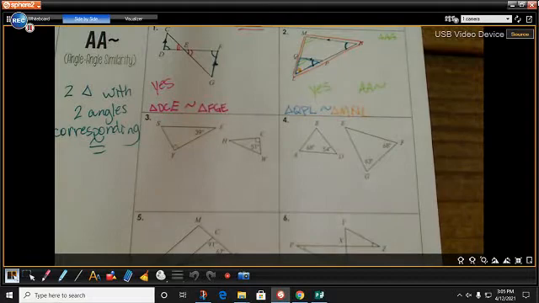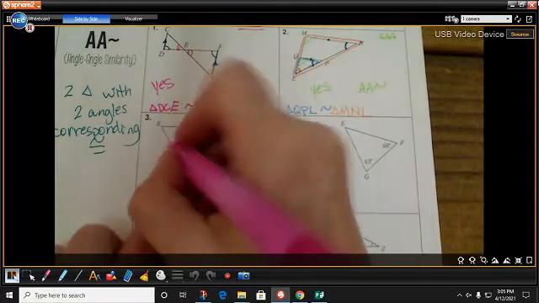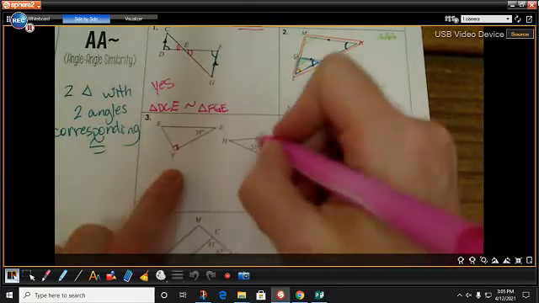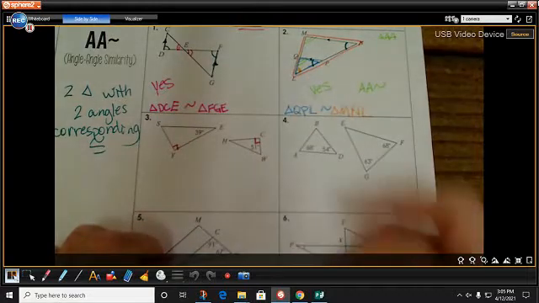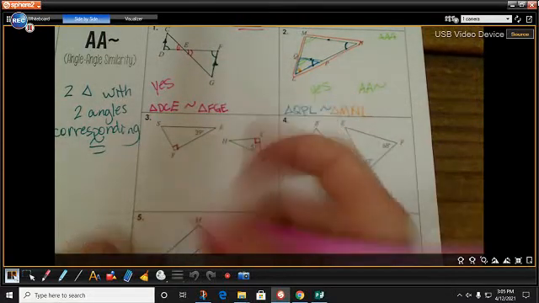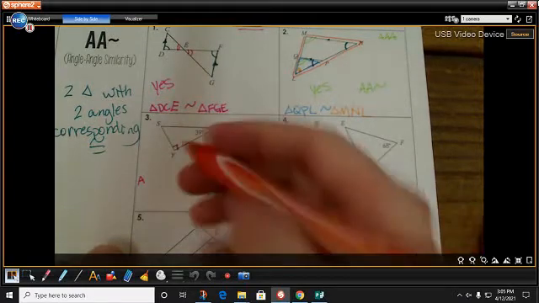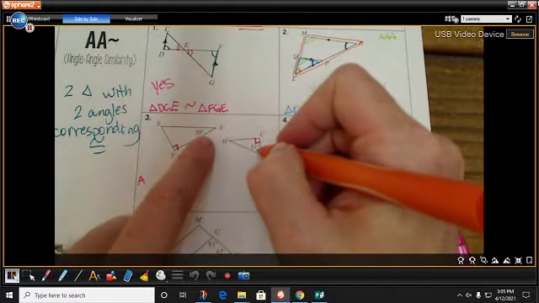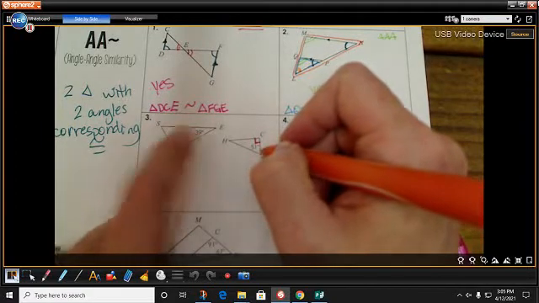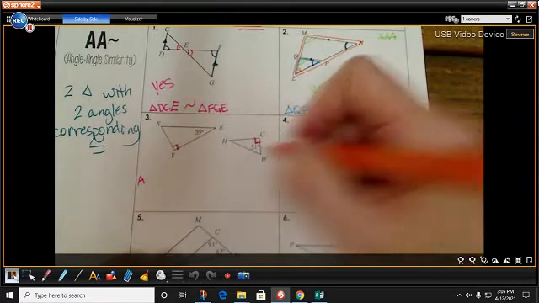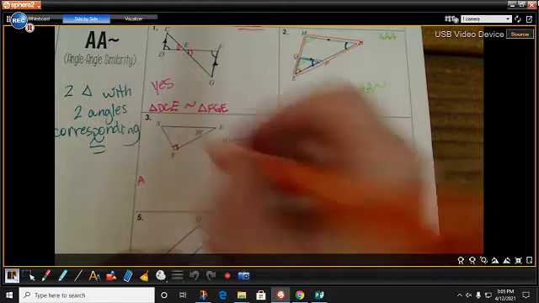Looking at number 3 now, I have a right angle in this triangle and a right angle in this triangle. I know that all right angles are congruent. So that's one set of angles being congruent. Then, I have a 51-degree angle in the right-hand triangle and only 39 in the left. I could give up here, but I never do that.